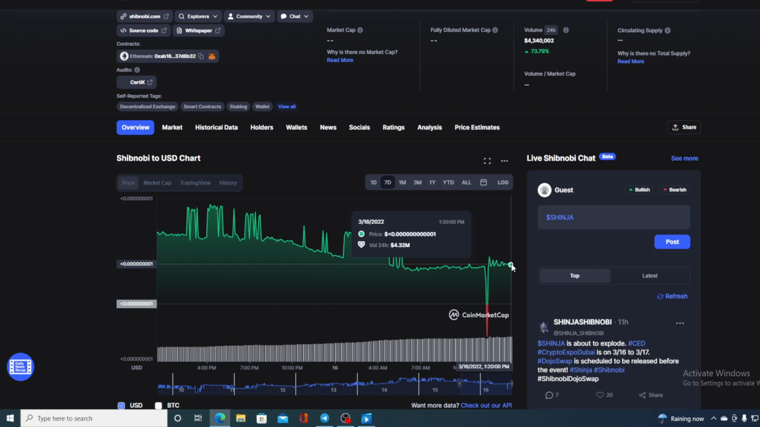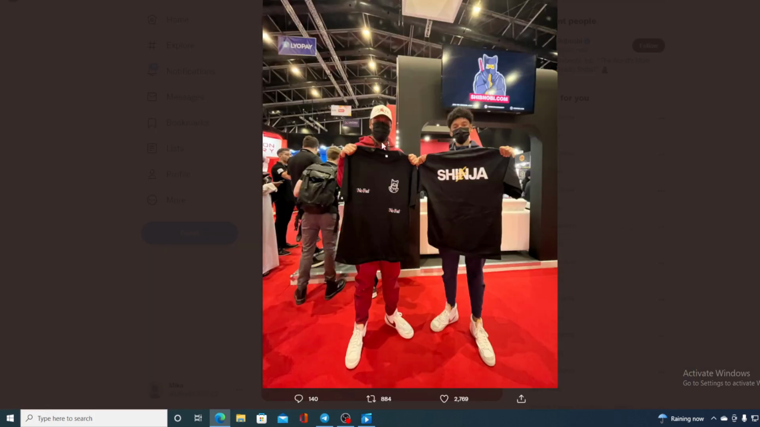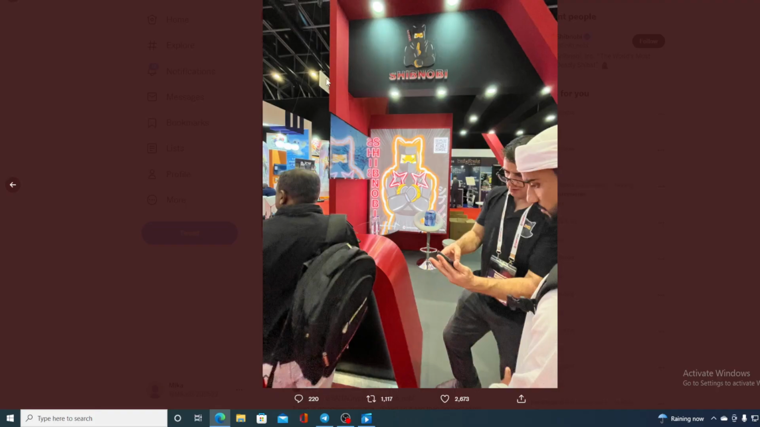However, I cannot go ahead and provide you with a price prediction without showing you those awesome pictures from Crypto Expo Dubai. Take a look at this, guys. The crew is there. They are in front of Shibnobi's booth. You can see Shibnobi's logo over here, and you can see Shinja and Shibnobi on the t-shirts as well. Take a look at this. This is the inside of the booth. This only tells us that this deadly Shiba is here to stay, and it's not going away. It's only gonna grow higher and bigger.